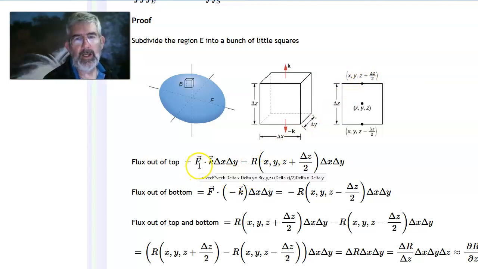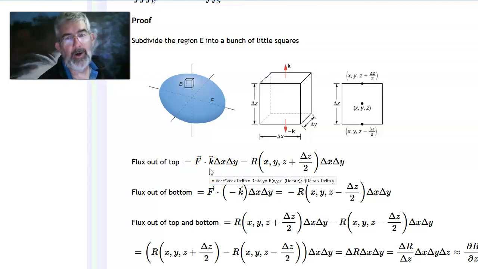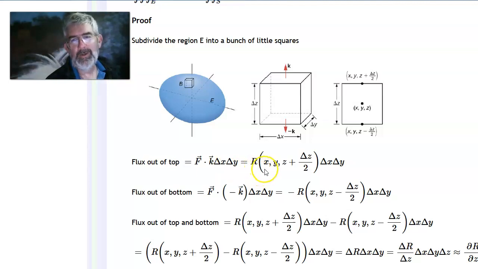But notice when you dot F with k, k is just the vector 0, 0, 1, so you just get the third component of F, which is R. So I have R with x, y, z plus delta z over 2 plugged in there, and then times a little bit of surface area. Of course, a little bit of surface area is just delta x times delta y.